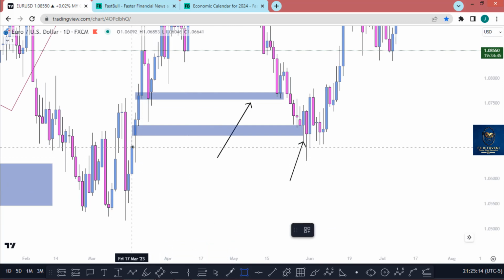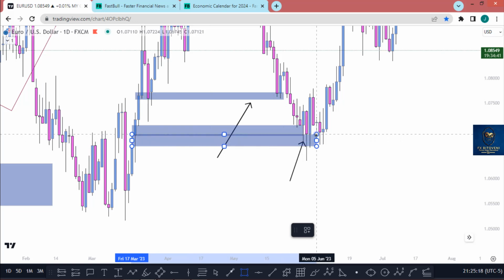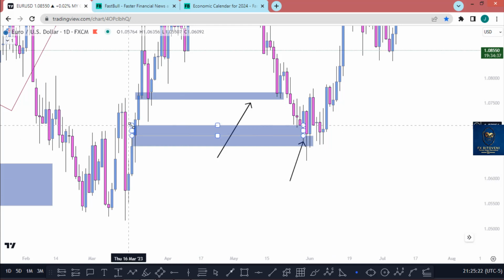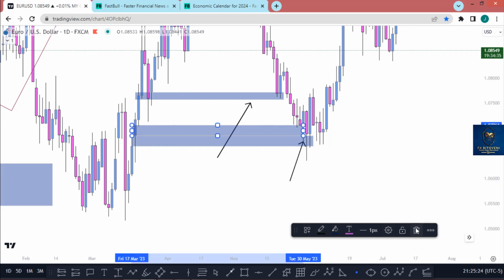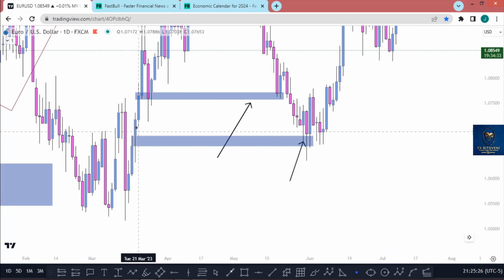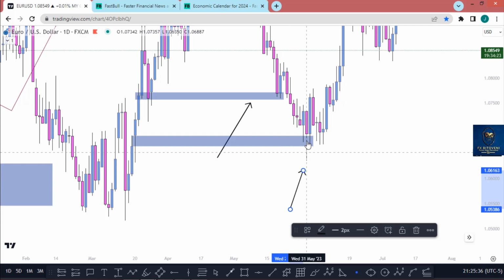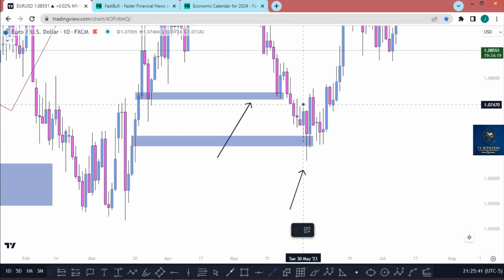So you have another vacuum block here. Also call it a gap. Some say gap, whatever. Just understand the close and the open of the candle, as long as they don't touch each other. So you have a sharp rejection again, and then you have what? You have a clear break of structure.